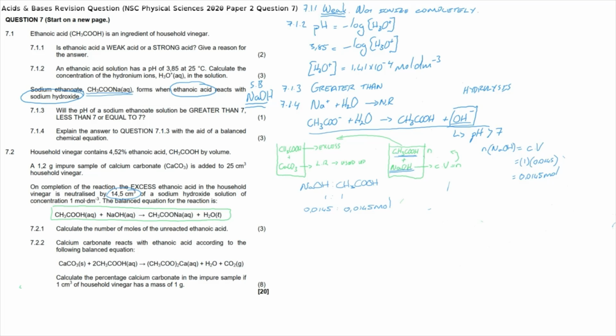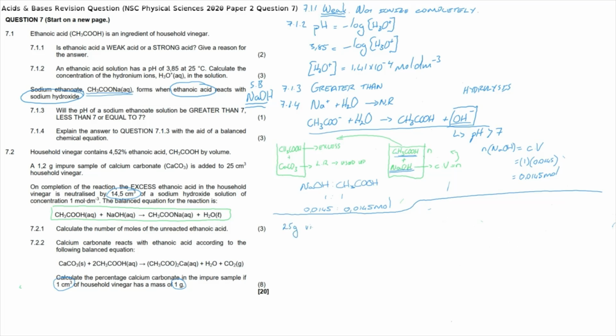Question 7.2.2 reads, calcium carbonate reacts with ethanoic acid according to the following balanced equation. Calculate the percentage calcium carbonate in the impure sample if 1 cubic centimeter of household vinegar has a mass of 1 gram. So we start here with the only thing that we can do, where we can see that 1 cubic centimeter has a mass of 1 gram, which gives us a hint with what we can do, because we were told that we started with 25 cubic centimeters of vinegar.